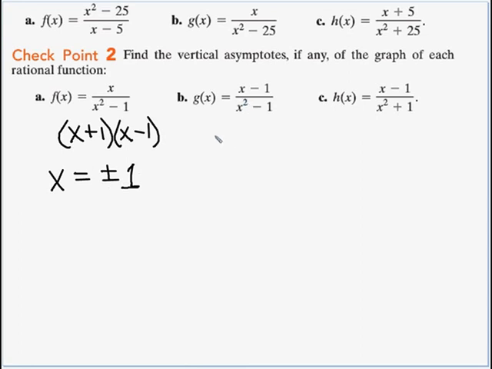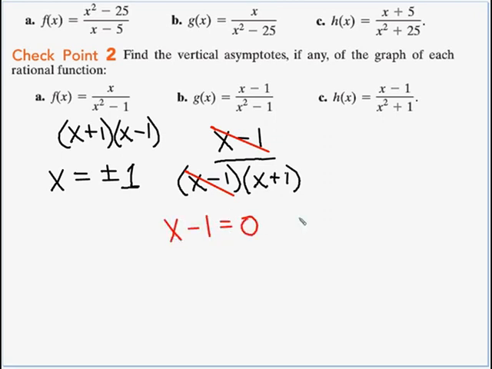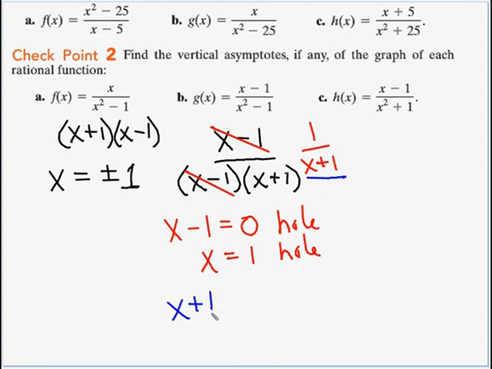For the next one, my numerator is x minus 1. My denominator will factor, just like in the first one. So when I cancel this one, I know that's where I used to have a hole. X minus 1 equal to 0 is a hole, or x equals 1. There's a hole in the graph above or below x equals 1. When we canceled, what we were left with is 1 over x plus 1. Well, if I set that factor equal to 0, I get x plus 1 equals 0. Or at x equals negative 1 is a vertical asymptote.